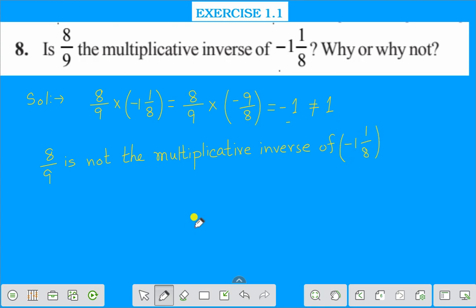The reason is that if it is the multiplicative inverse, the product should be 1.